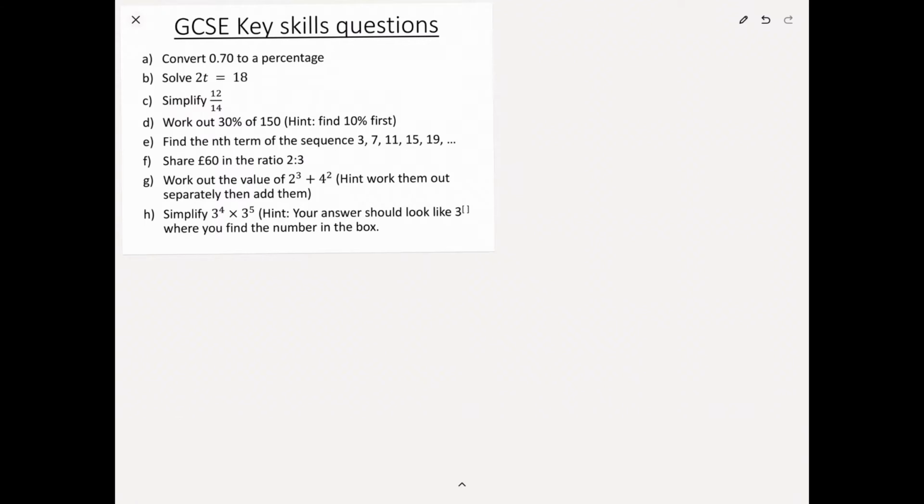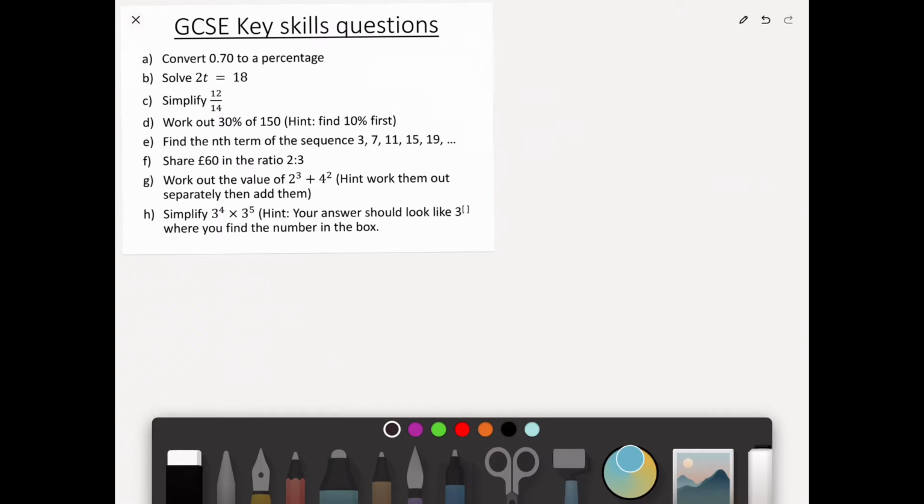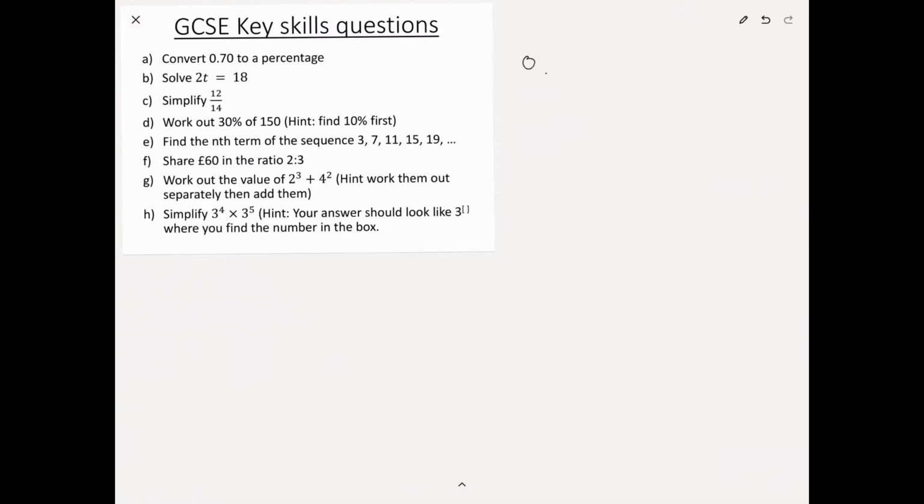0.70 as a percentage. Now just to remind you, percentage is the same as saying out of 100. So to convert 0.70 to a percentage, we're going to times 0.70 by 100, which is the same as moving that decimal point 2 places to the right. That would give 70, therefore we get 70% as our answer.